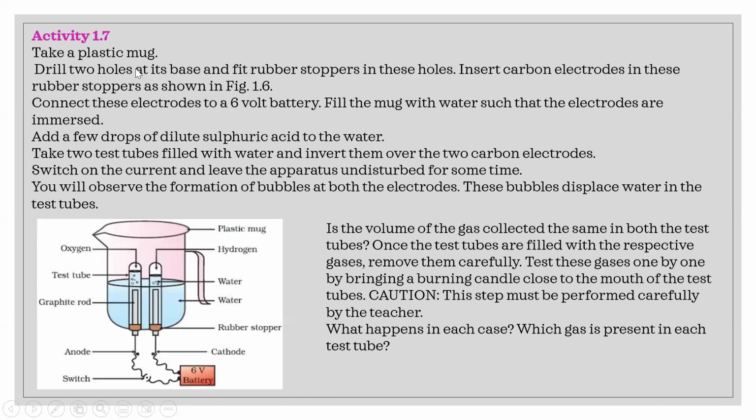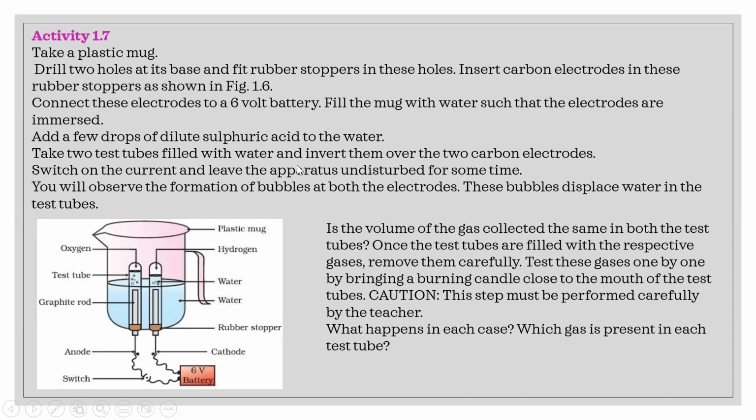Next one is activity 1.7. We have to take a plastic mug and drill 2 holes at the base of the plastic mug, and we have to fit rubber stoppers. See here, brown color rubber stoppers are being fixed, and we have to insert 2 carbon electrodes. 2 carbon electrodes are fitted, and connecting these 2 carbon electrodes with a 6-volt battery. Then we have to fill water such that the electrodes are immersed. After that we have to add a few drops of dilute sulfuric acid to the water.